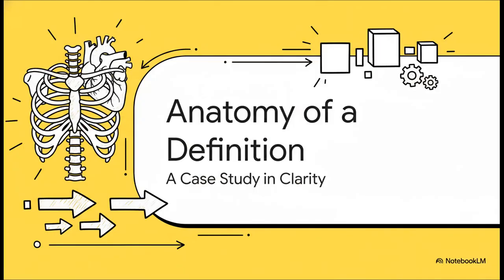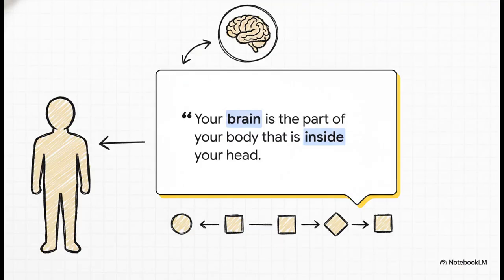Okay, so let's do a little anatomy lesson on the definition itself. We're going to break this thing down piece by piece to really see the principles of clear communication in action. Check this out. The very first sentence, no complicated biology, no talk of hemispheres or frontal lobes. It starts with two things you already understand perfectly, your body and your head. Right away, it gives you a physical location you can picture. It's so simple, so direct, and it's incredibly effective.